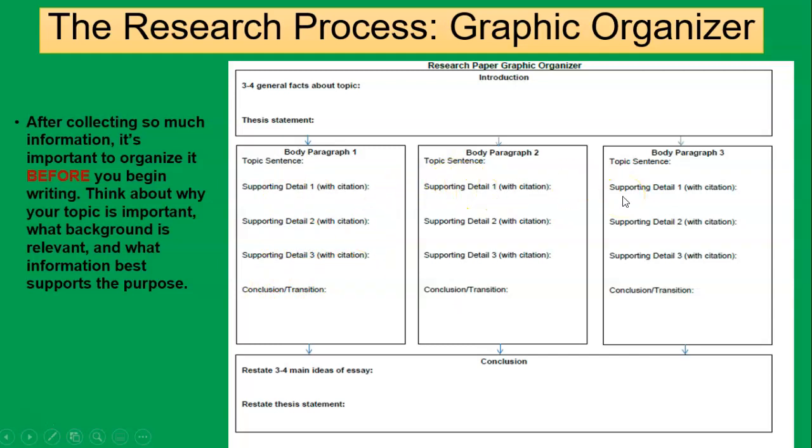So this is a really helpful graphic organizer if you're the kind of person that just really wants things to be lined out for you. This is the one. This is really helpful.